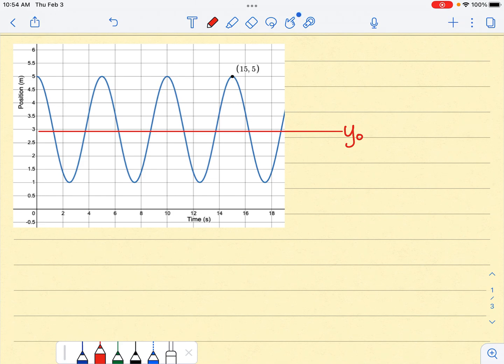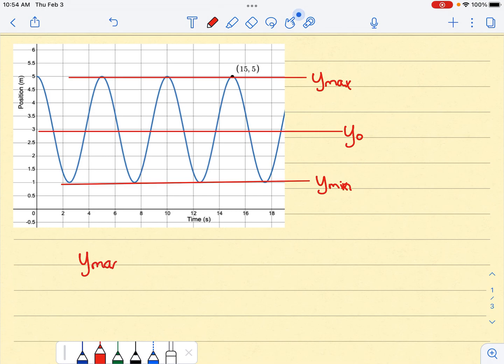So the easiest way to get that accurately is to find the maximum value of y. So y has some maximum value up here, and we're going to call that y max. And it has some minimum value of y, and of course this could also be x. That's the minimum value of x. And so the idea is that the equilibrium position is halfway between the maximum and the minimum. So if we take the maximum value of y and we add to it the minimum value of y and we divide by 2, that is the equilibrium position.